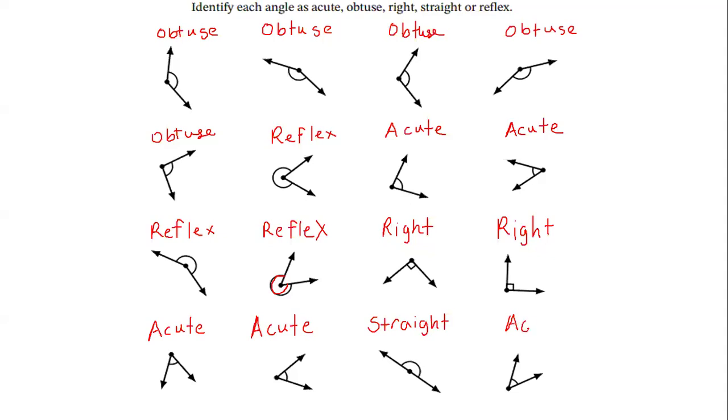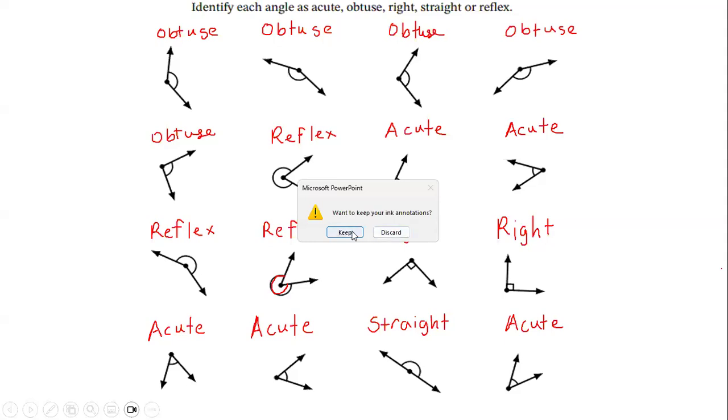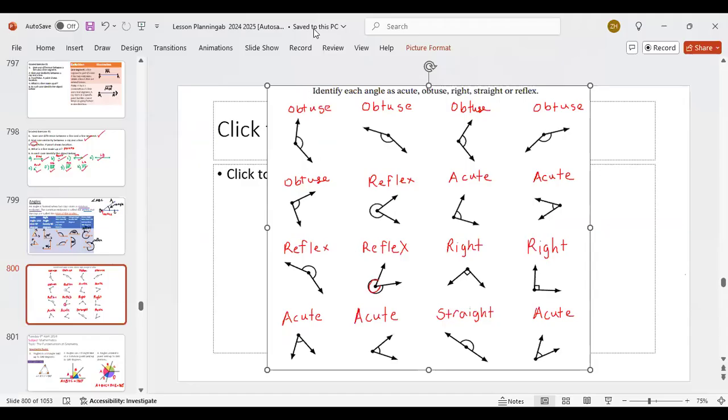All right, anyone got 16 out of 16? I got 16 out of 16. Really? Anyone else got 16 out of 16? I got 14 out of 16. Anyone got one wrong? I got one wrong. Two wrong. Three wrong. Four wrong.